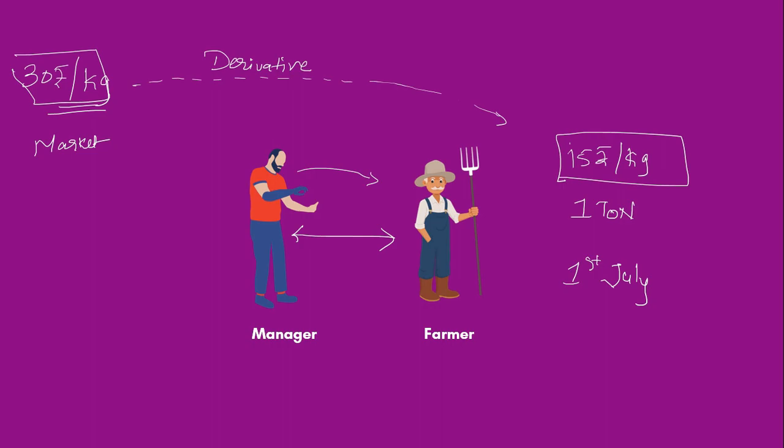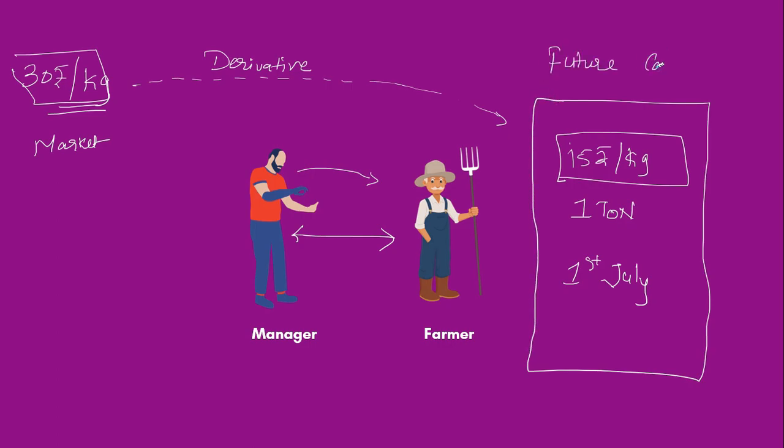Now this agreement that has happened between the manager and farmer is called a future contract. So what are the specifications of this contract? They have mentioned at what price they want to buy and sell, how much quantity, on what day, and the commodity, that is potato.